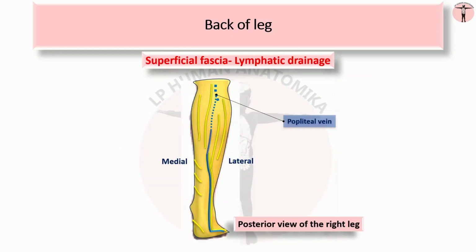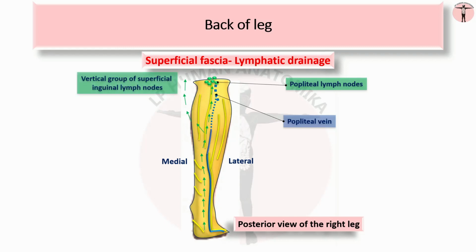Lymphatic drainage of the back of leg. Lymph vessels from the skin and superficial fascia on the back of leg pass upward and drain either into the popliteal nodes, or the lymph pass forward around the medial side of the leg to end in the vertical group of superficial inguinal nodes which are situated below the inguinal ligament along the great saphenous vein.